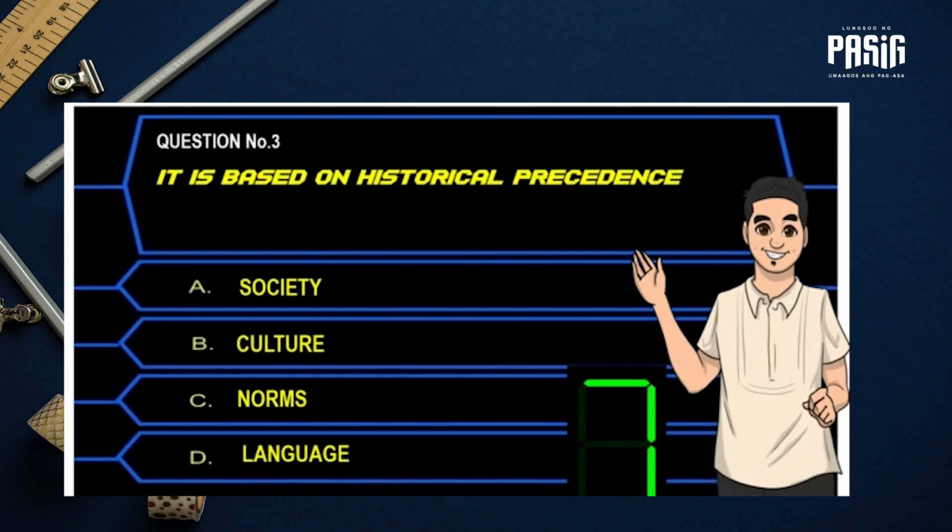Third question. It is based on historical precedents. The choices are A. Society, B. Culture, C. Norms, D. Language. The correct answer is B. Culture.